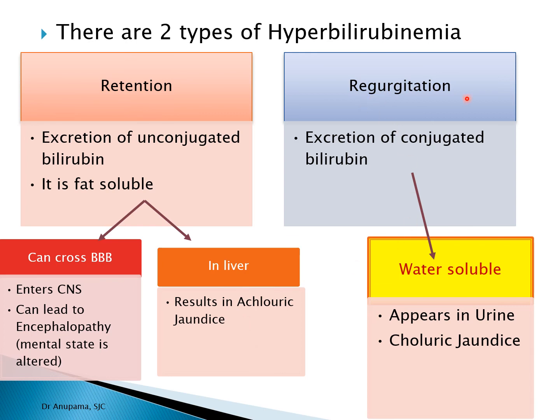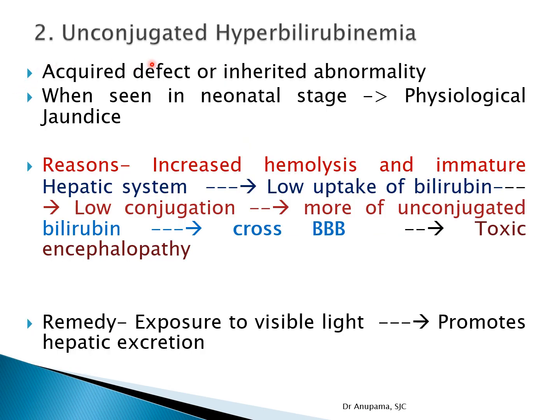Now coming to the regurgitation. Here it is the conjugated bilirubin which is regurgitated. So this conjugated bilirubin, we know that it is water soluble. So definitely it appears in the urine and it imparts yellow color to the skin. This you call choluric jaundice. Second one is unconjugated hyperbilirubinemia.